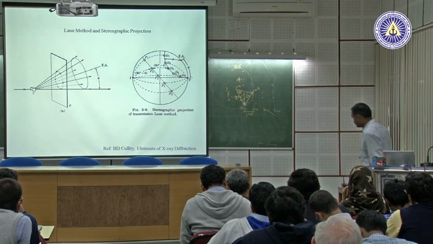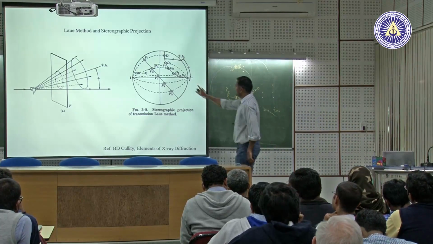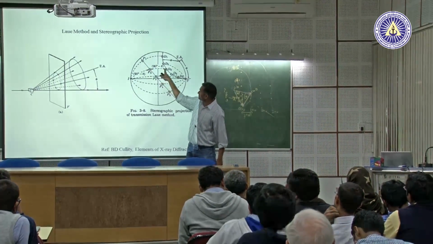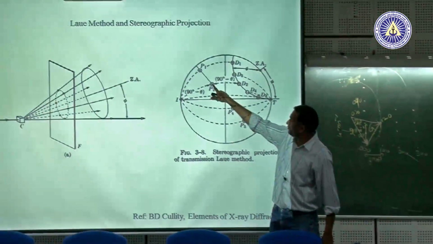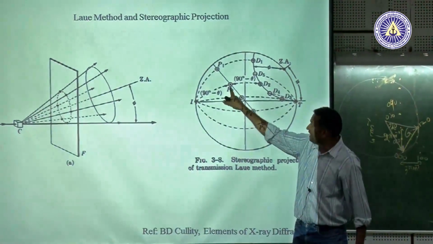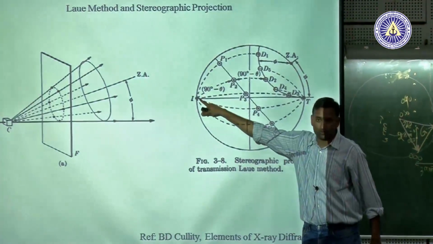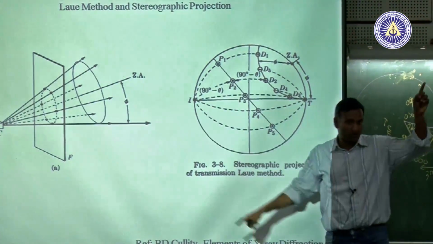You remember, if this is the diffracted beam and if this is the pole of the plane, the angle between the diffracted beam and the pole should be 90 minus theta, and the angle between the pole and the incident beam should also be equal to 90 minus theta in the Bragg geometry.